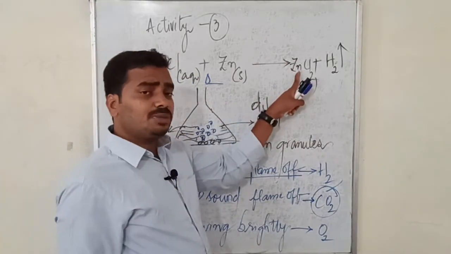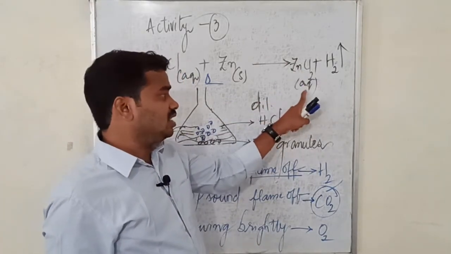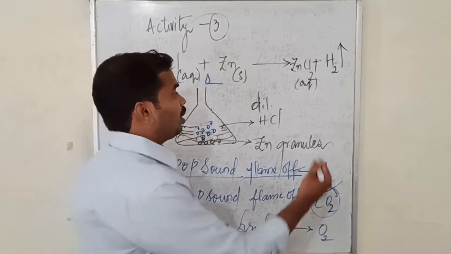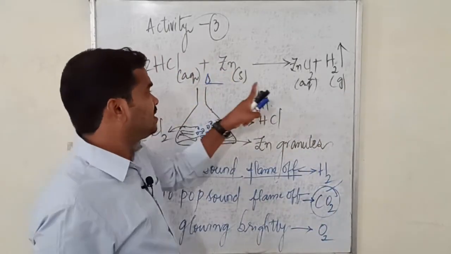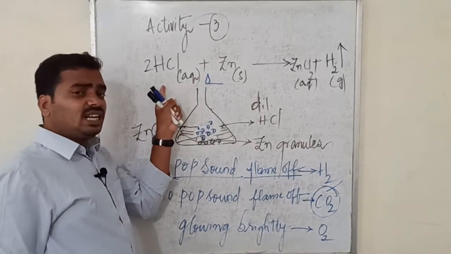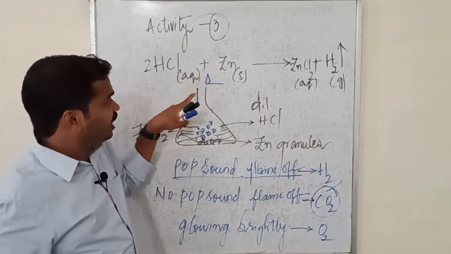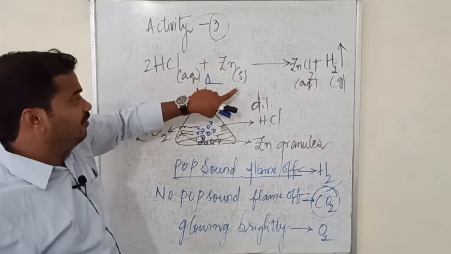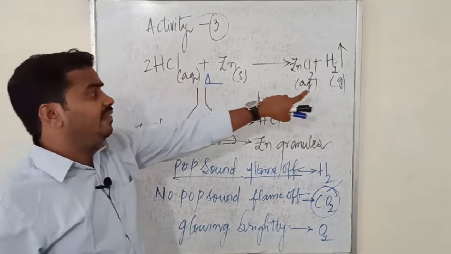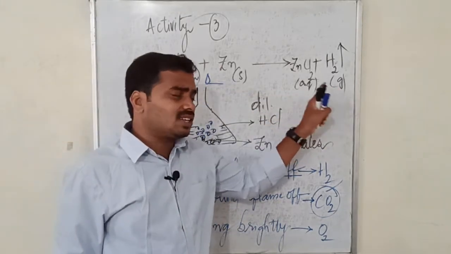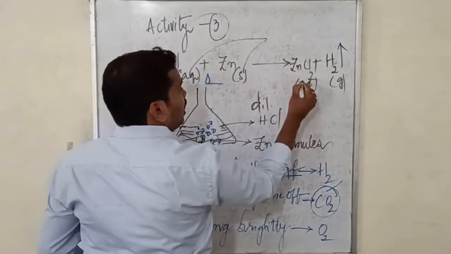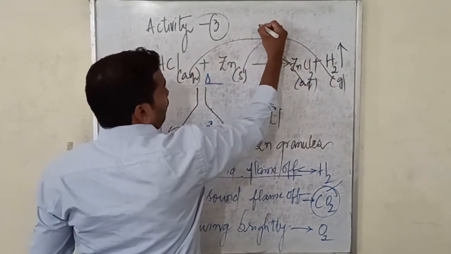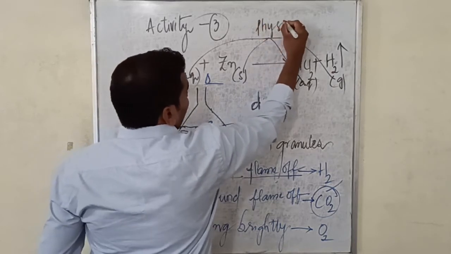So ZnCl2 is basically a salt. Okay, it's in the dissolved state, that is why I'm writing it as aqueous. H2 is basically a gas. So you would be indicating these states, physical states of the compounds. If you are indicating AQ, that is aqueous. If you are indicating S, that is solid. If you are indicating with G, that is gas. All these are indicated. These are nothing but physical states of the compounds. What do you say these? Physical states.